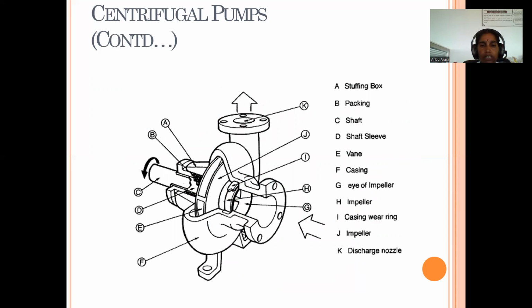These are the parts of the centrifugal pump. First, A is stuffing box, B packing, C shaft, D shaft sleeve. This is the sleeve, this is the shaft. E vane, and G eye of impeller, H impeller. This is casing rear, impeller, and this is the discharge nozzle.